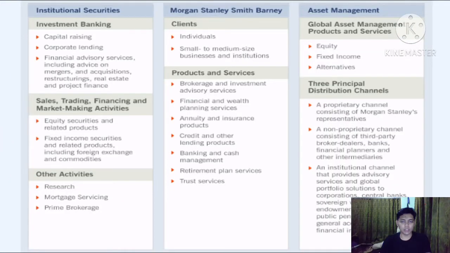Here are several aspects of Morgan Stanley in the field of international institutional securities: investment banking and other activities like sales, trading, financing, and marketing. In the field of Morgan Stanley Smith Barney, there are clients and other products and services. And in asset management, Morgan Stanley has global asset management products and services such as equity, fixed income, and alternatives.